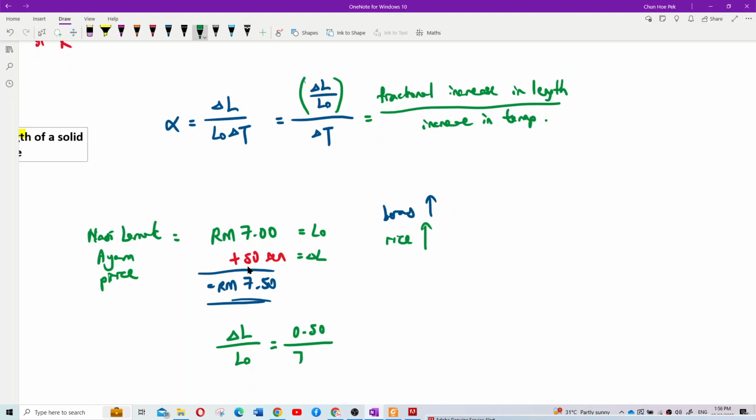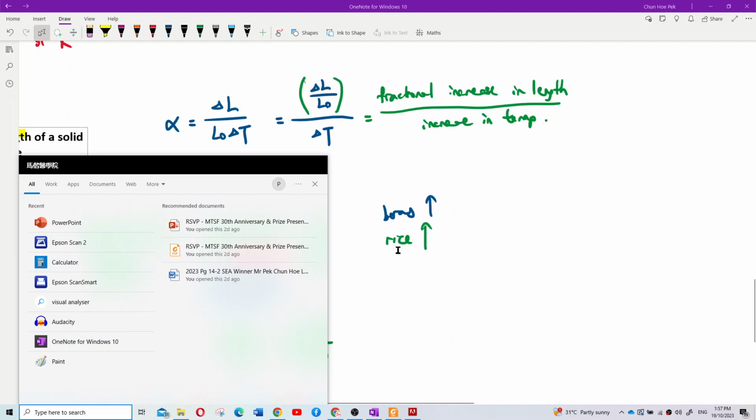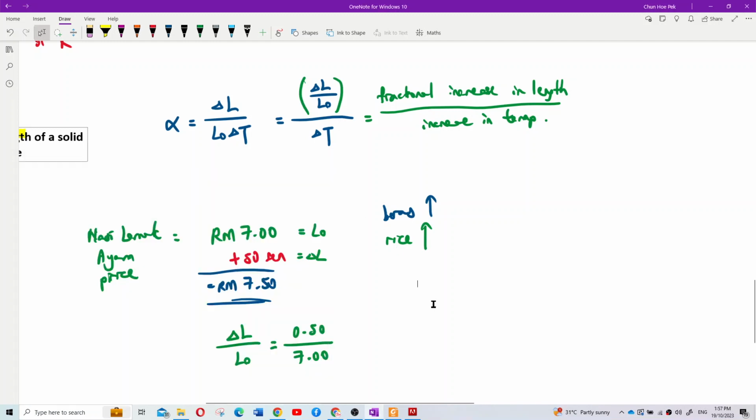And the initial price is 7 ringgit, correct or not? The original price is 7 ringgit and the increase in price is 50 cent. So can you calculate for me what is the value for this one? What do you get? 0.5 divided by 7 is 0.07. Right or not? 0.07 is the fractional increase.